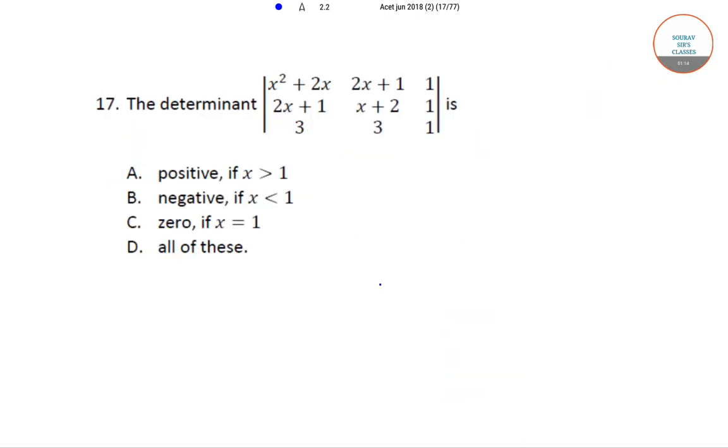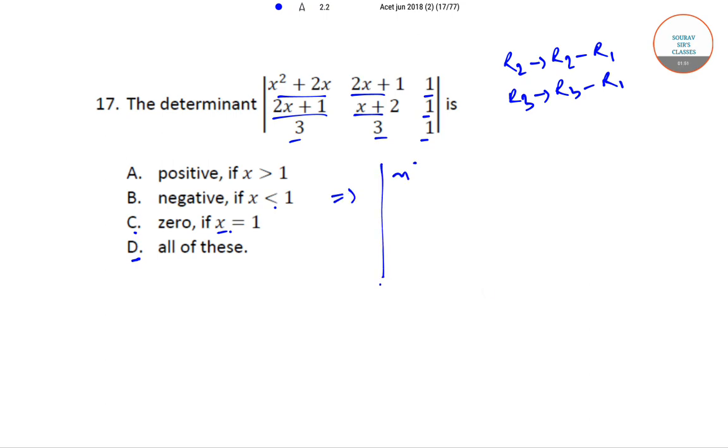The next question is, the determinant with rows x squared plus 2x, 2x plus 1, 1; 2x plus 1, x plus 2, 1; 3, 3, 1 is, A positive if x greater than 1, B negative if x less than 1, C 0 if x is equal to 1, and option D all of these. Now let us do the transformations. R2 is equal to R2 minus R1 and R3 is equal to R3 minus R1.